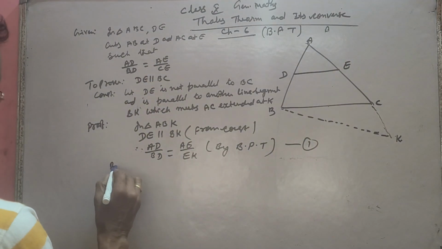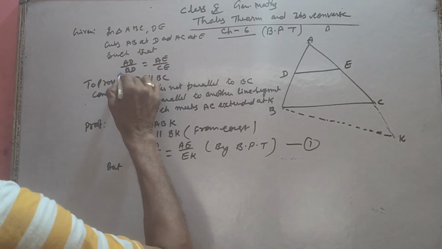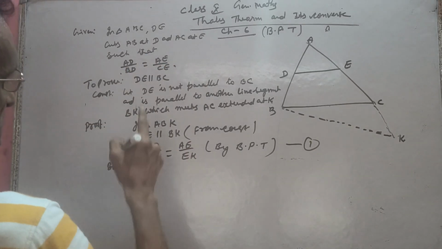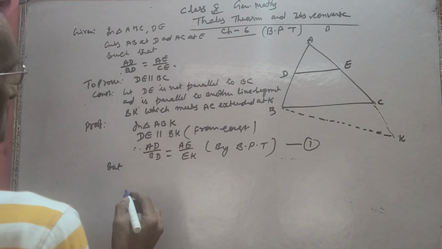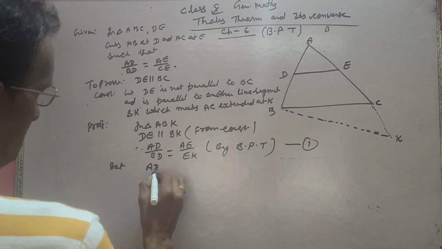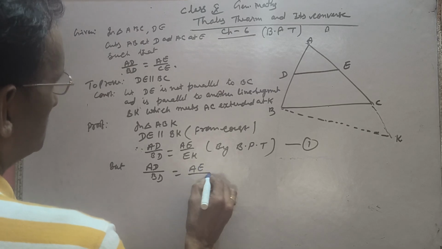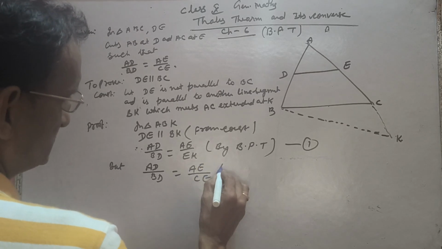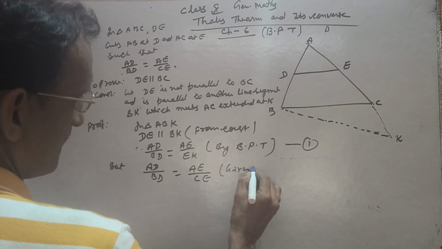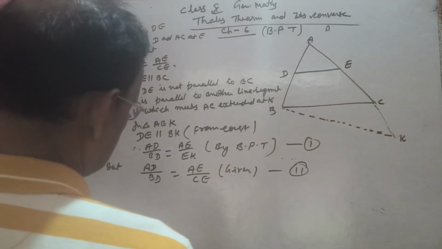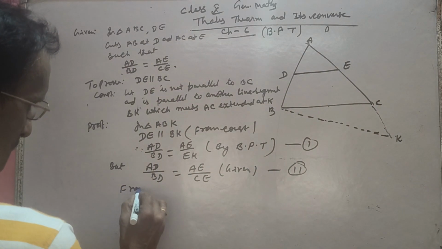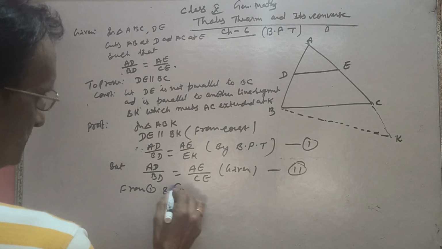But what we have, AD by BD equal to AE by CE. This is given, no? So we must use the given part. AD by BD is equal to AE by CE. This is given only. Let it be equation 2. So from 1 and 2, what will we get?